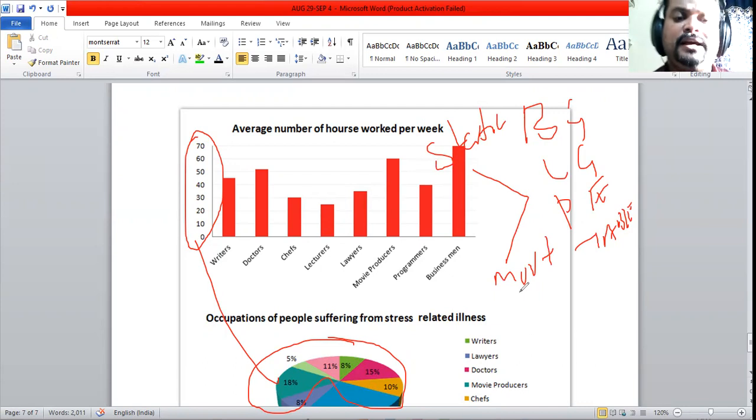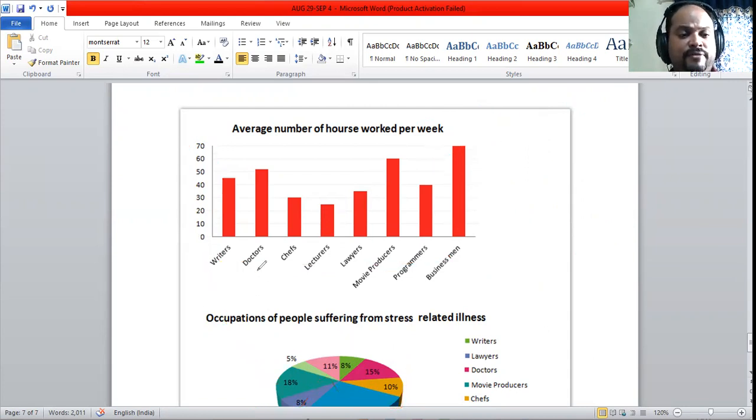So what do you mean by static chart? This is an example of a static chart. I don't have any time duration, two time frames are not there. For example, the information is given for writers. A second comparison for writers is not given. Information is given for doctors. A second comparison for doctors is not given.